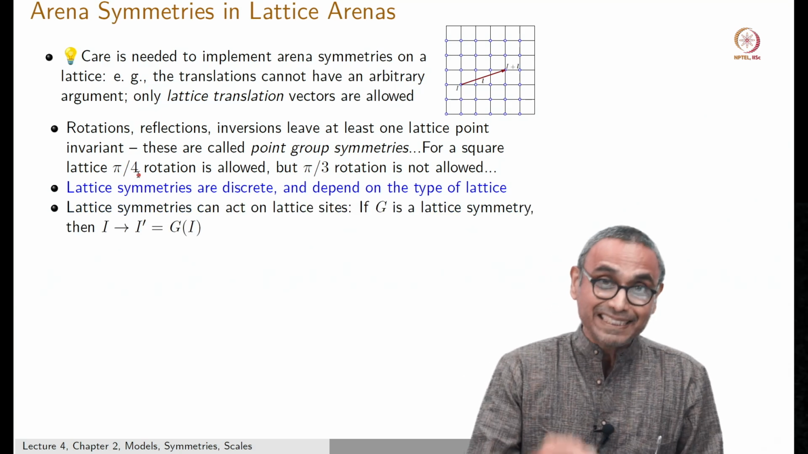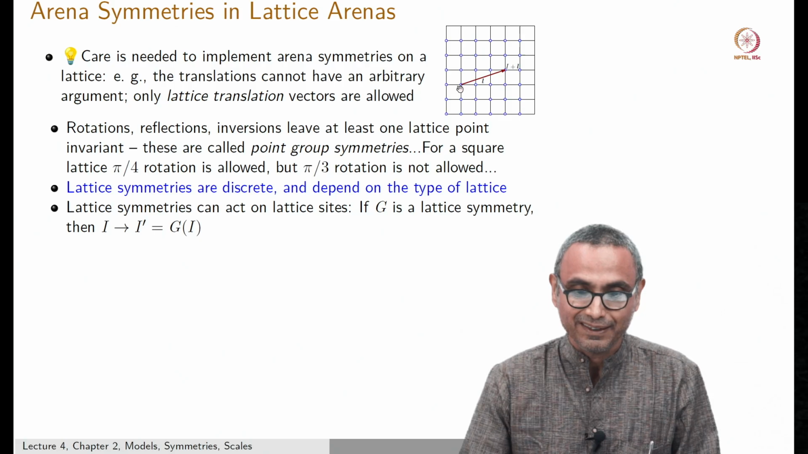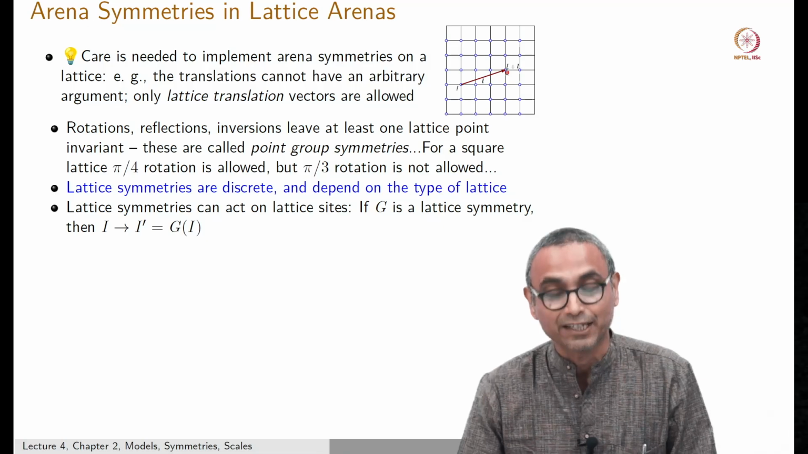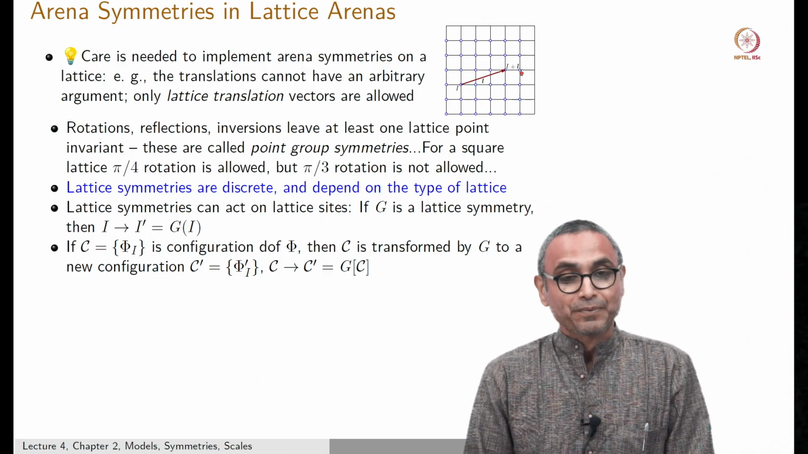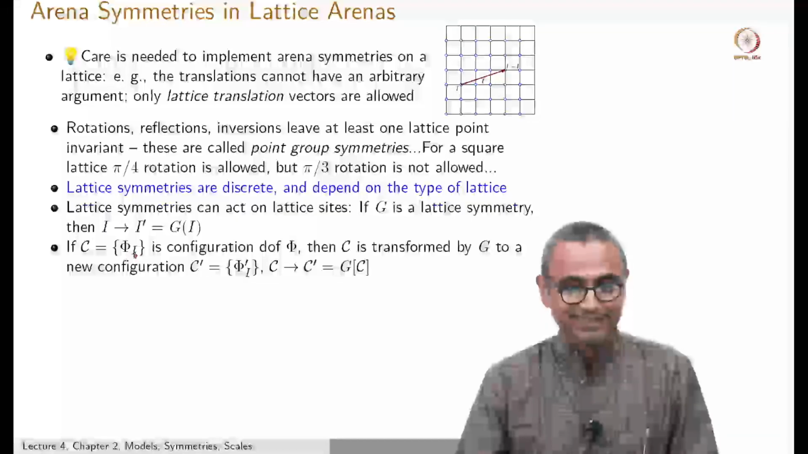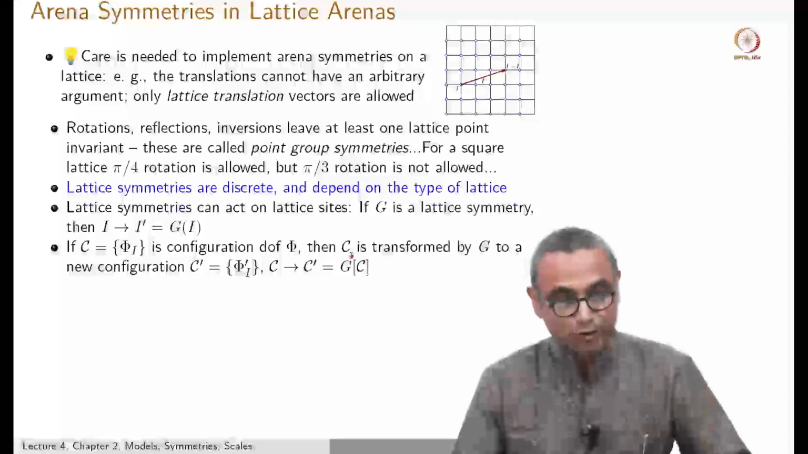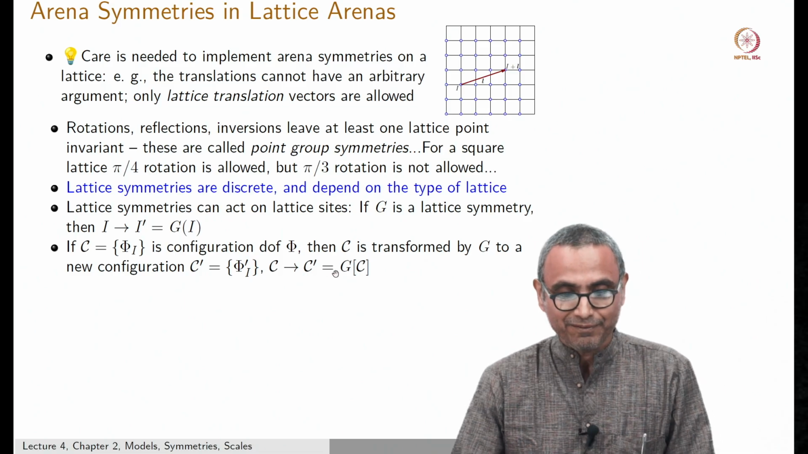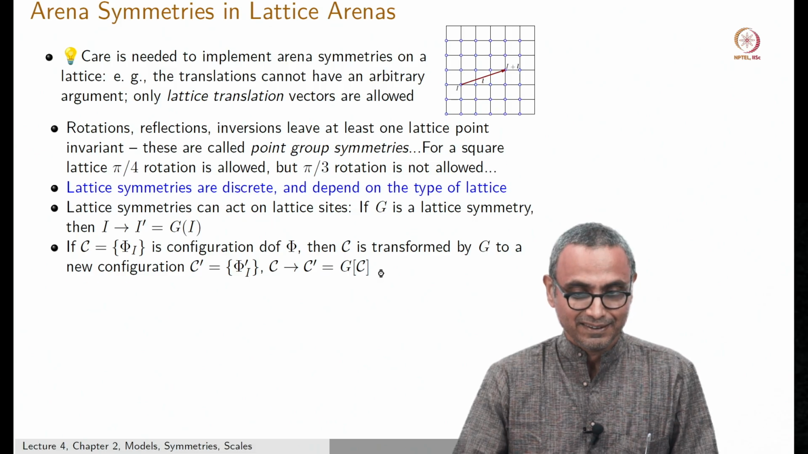Okay, just as in the continuum arena, lattice symmetry can also act on the lattice sites themselves. For example, under the action of translation, this site I can be thought of as being taken to that site, I plus L, right? So suppose I have a configuration of some degrees of freedom, which I will call phi I here, right? Then this configuration C is transformed by G to some new configuration, just like in the continuum case. So C goes to some C prime, which is formally given as the action of G on C.